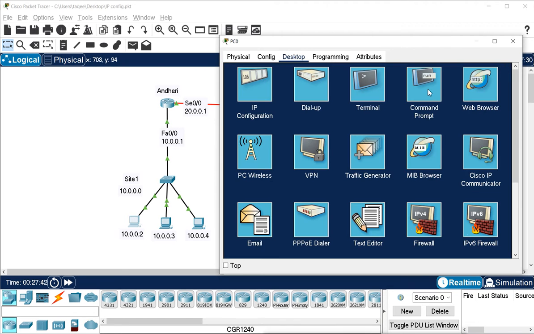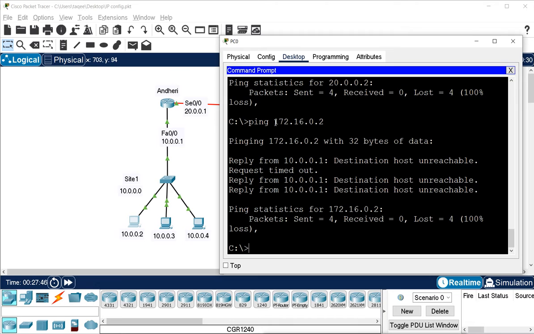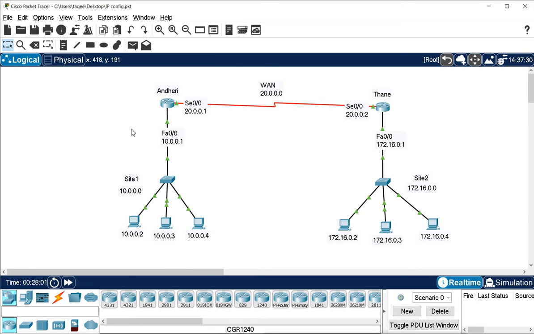So when we try to ping this IP address, because it is not in our network, our machine sends a request to the gateway, the router. The router checks the routing table and says that there is no information, I cannot reach, the destination host is unreachable.